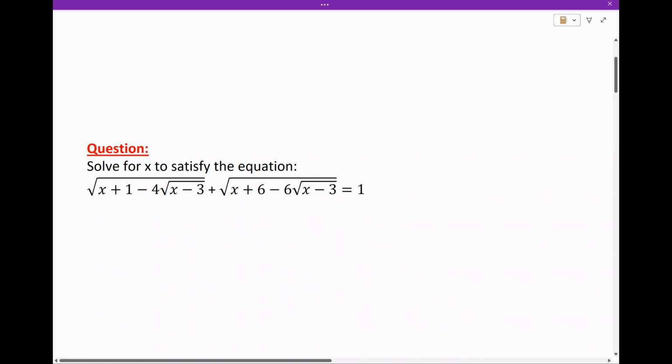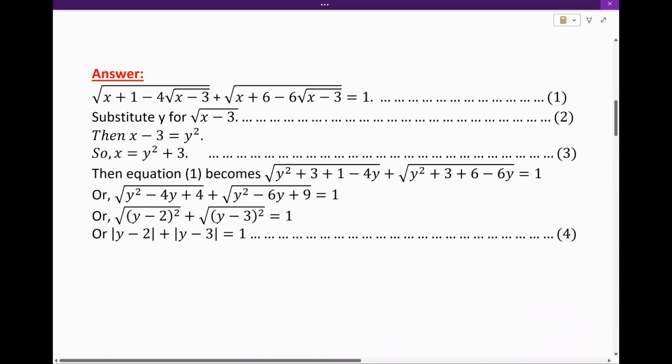The question is, solve for x to satisfy the equation: square root of x plus 1 minus 4 square root of x minus 3, this is one term, plus square root of x plus 6 minus 6 multiplied by square root of x minus 3, this is another term, and the sum of these two terms is equal to 1.